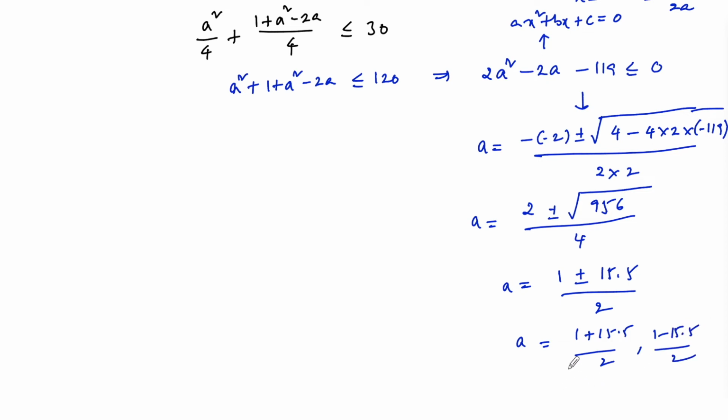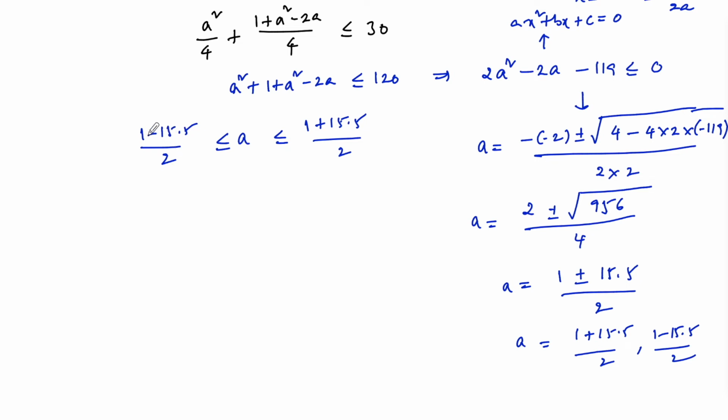The two values we will be getting since it is an inequality. So here a lies between the two values, that is 1 minus 15.5 by 2 and 1 plus 15.5 upon 2, that is minus 14. This is 1 minus 15.